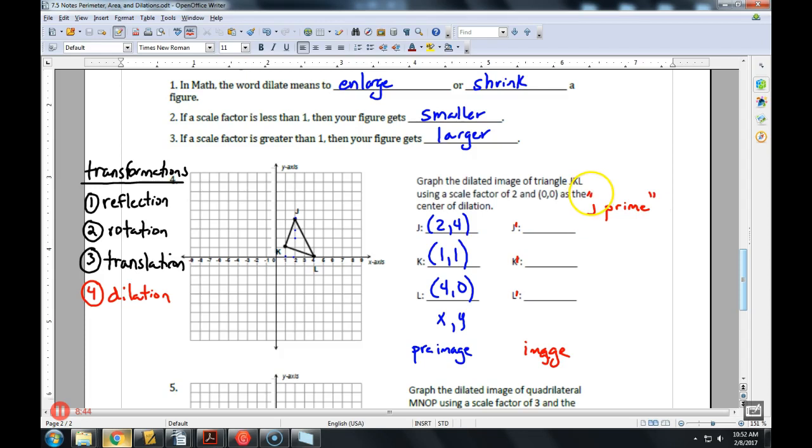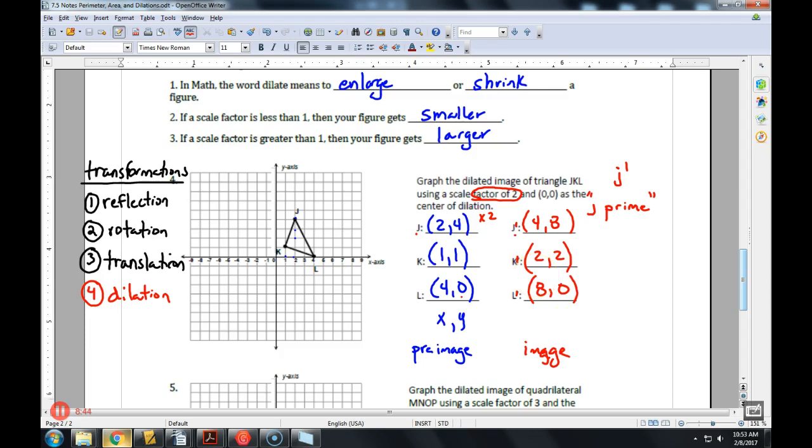So we use the word prime when we want to talk about that. That's called J prime. So it's kind of like we have the old J and then we have the new J. So what I do with the scale factor is I simply multiply everybody by 2, all the pieces. So 2, 4 becomes 4, 8. 1, 1 becomes 2, 2. Well, 4 times 2 is 8. 0 times 2 is still 0. So now I have 3 new points.